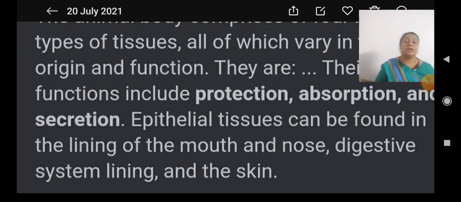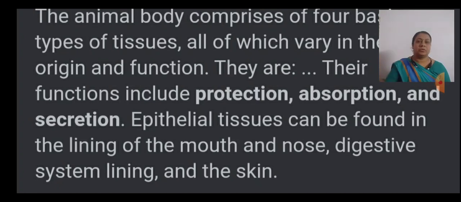Students, today we are going to discuss animal tissues. Animal tissues are mainly of four types. There are four basic types of tissue in the animal body: epithelial tissue, connective tissue, muscular tissue, and nervous tissue.